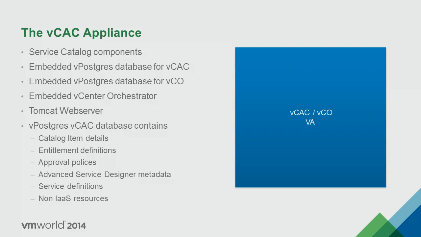The vCAC appliance is where we do our service catalog. These are the service catalog components. This is where we have the embedded vPostgres database. We also include an embedded VCO instance, which also has a vPostgres database. It includes a Tomcat web server, which is what we're using to serve up the web pages for the service catalog. And the vPostgres database contains your entitlement policies, your approval policies, your service definitions, your catalog items, and anything that's not an infrastructure as a service resource or an application service resource.